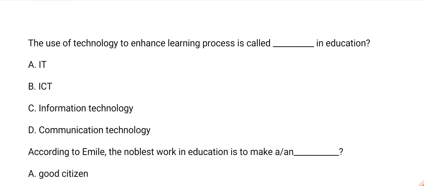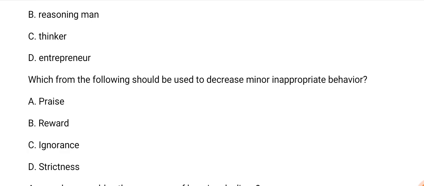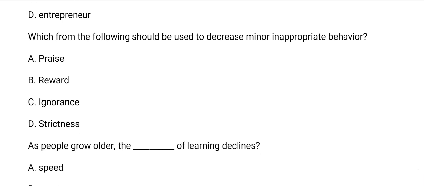Next question. According to Emile, the noblest work in education is to make an dash equal to reasoning man. Next question. Which from the following should be used to decrease minor inappropriate behavior? Its answer is option C, ignorance.